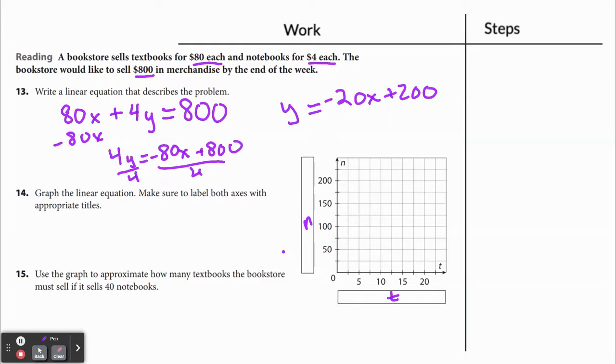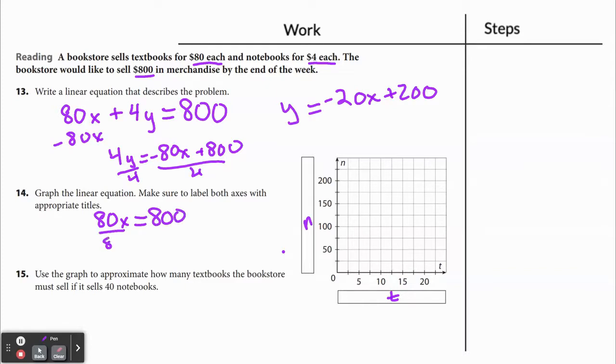Or what we can do is we can also find the x and the y intercepts. The way we do that is we're just plugging in 0 for x to find the y-intercept and 0 for y to find the x-intercept. So what that means here is if I were to plug in 0 for y, I'd get 80x plus 4 times 0, which is just 0, equals 800.